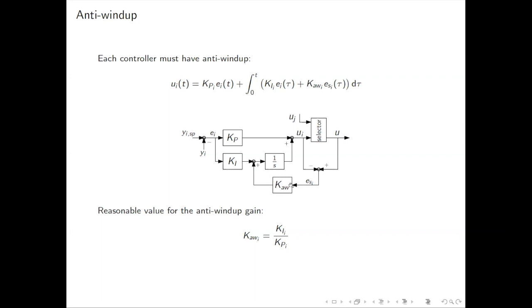Here, the anti-wind-up gain is a tuning parameter, and a large value of the anti-wind-up gain means that UI is going to be close to U. A too large value of the anti-wind-up gain may also activate UI when it is not necessary. Therefore, a reasonable value for the anti-wind-up gain to avoid unnecessary activation for small changes in YI or in the set point for YI is given by the integral gain divided by the proportional gain.